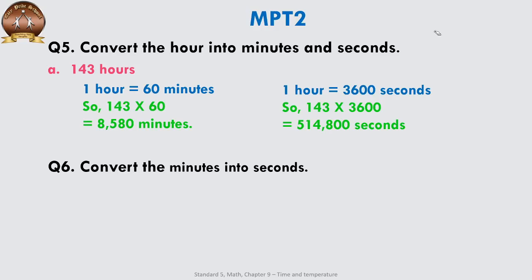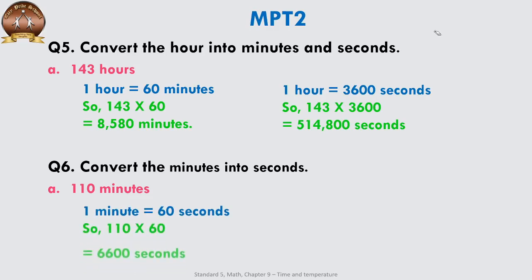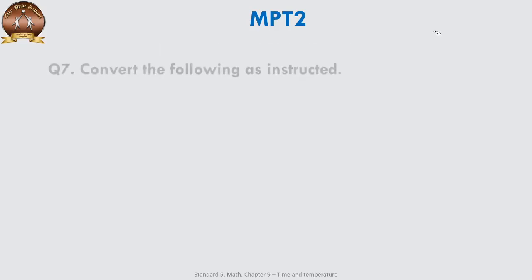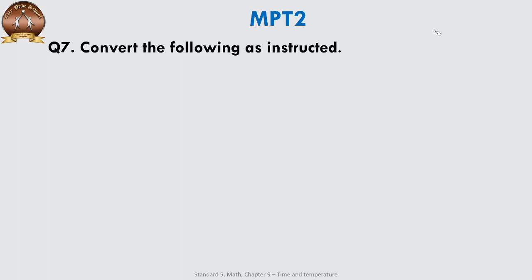Convert the minutes into seconds. Now 1 minute is equal to 60 seconds, so a bigger unit has to be converted into a smaller unit. Multiply with the given factor, that is 60. 110 into 60, we get the answer as 6600 seconds.